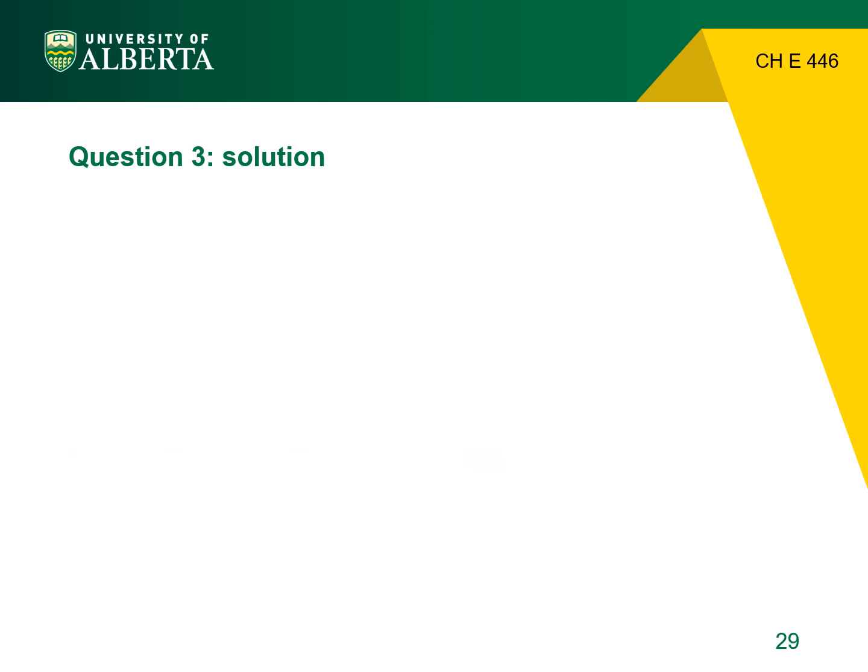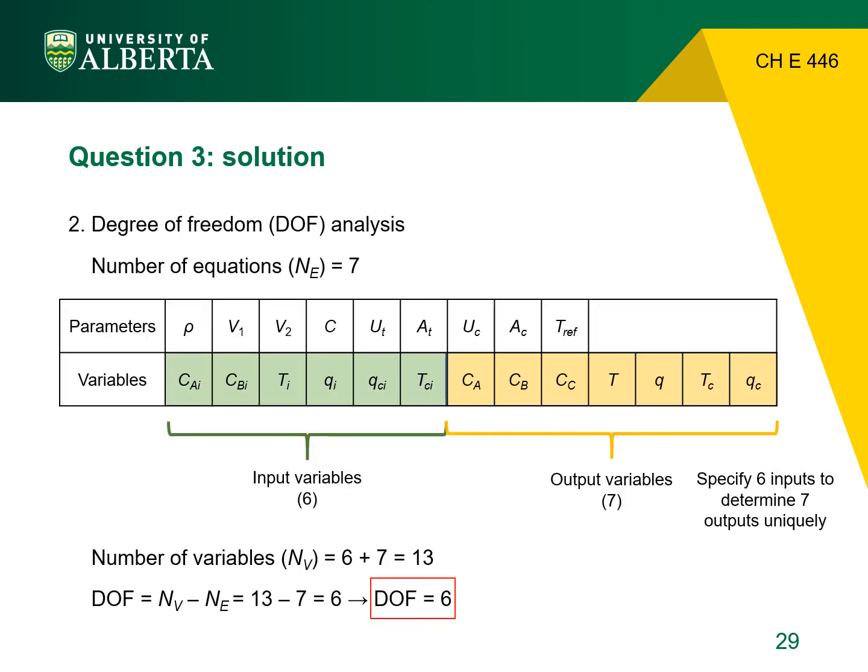Let us now conduct the degree of freedom analysis for the system. We have 7 equations as seen and 13 variables as tabulated, out of which 6 are input variables and 7 are output variables. Therefore, we must specify 6 inputs to uniquely determine 7 outputs, and the degrees of freedom for this system under the given assumptions is 6.